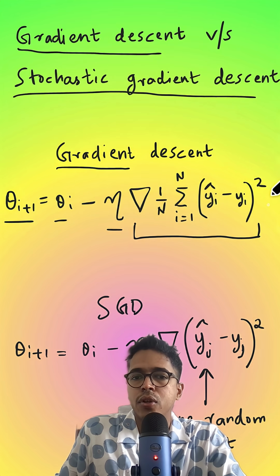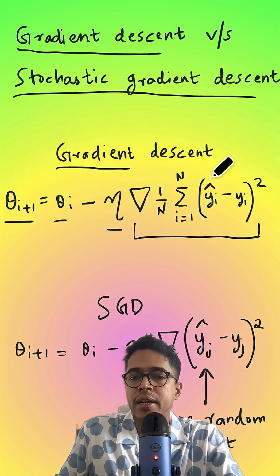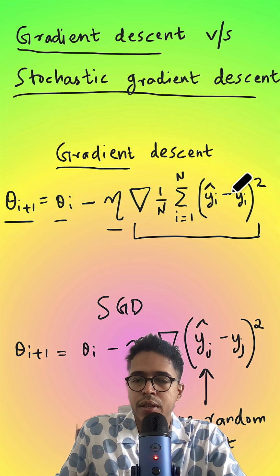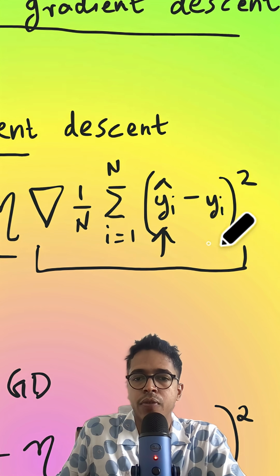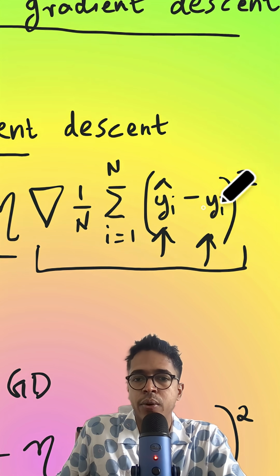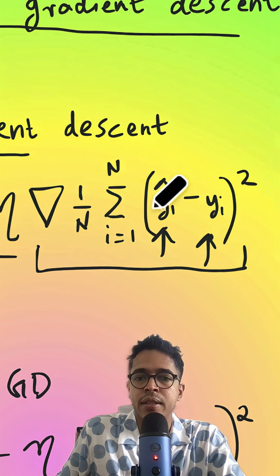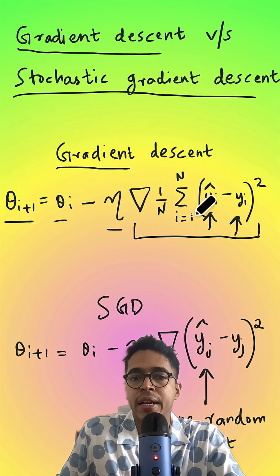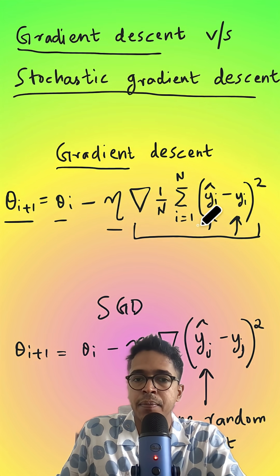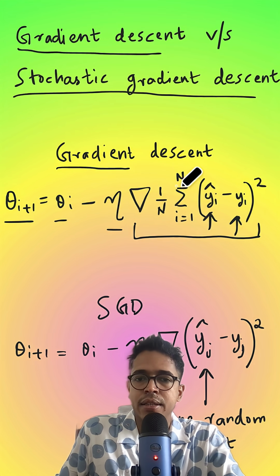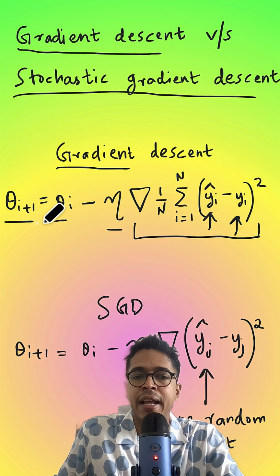For the loss function, I have as an example picked the mean squared error, which is the square of the error due to individual points. So yi cap is the predicted value of the output, yi is the actual value, and the difference between them is the error. Then you square them, sum them, and divide by n to get the mean. This is called mean squared error, MSE. Note that gradient descent uses every single data point to make the parameter update.